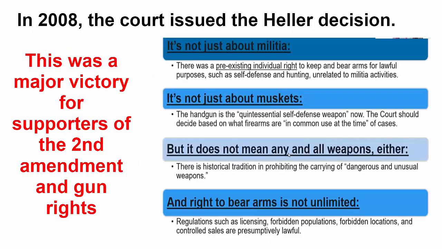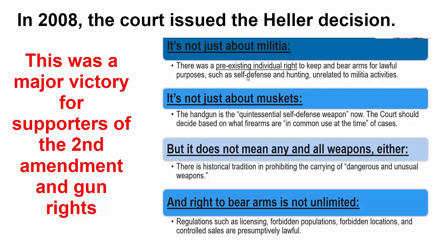And the real turning point was in 2008. That was when the court issued the famous Heller decision. This was viewed as a major victory for supporters of the Second Amendment and gun rights, and the reason is because the court officially said, the Second Amendment isn't just about militias' rights to guns. There is a pre-existing individual right to keep and bear arms for lawful purposes like self-defense or hunting that isn't at all related to militia activities, and so you're allowed to keep it for your own individual reasons.